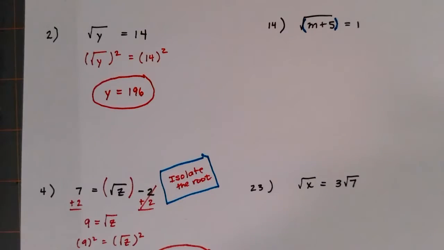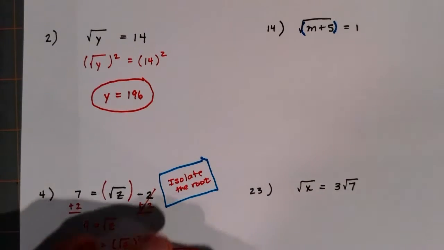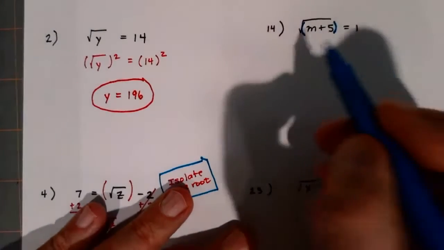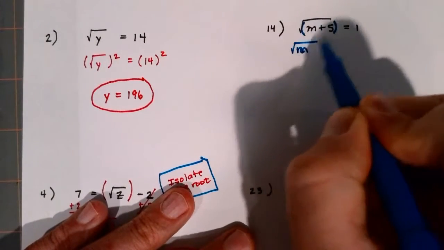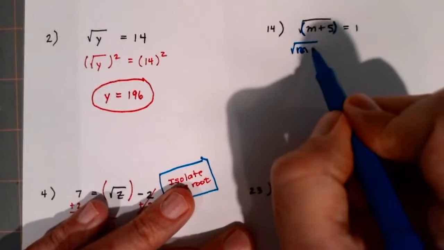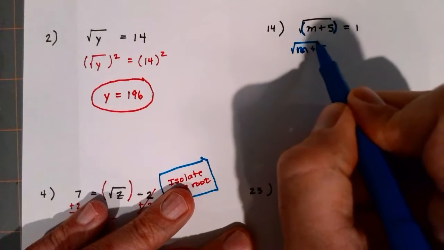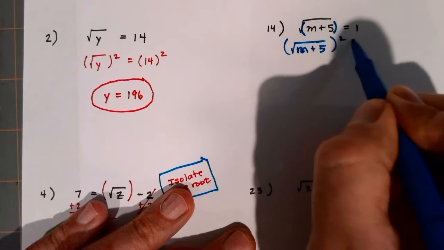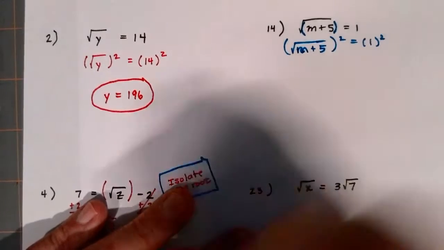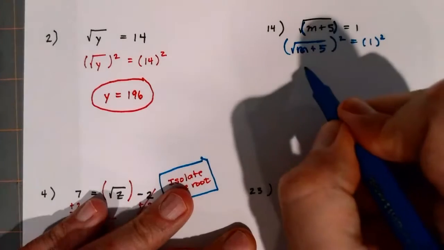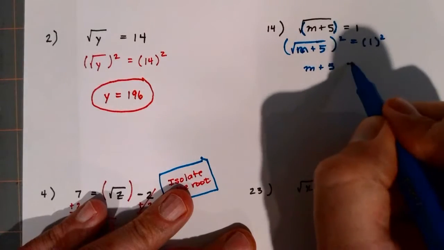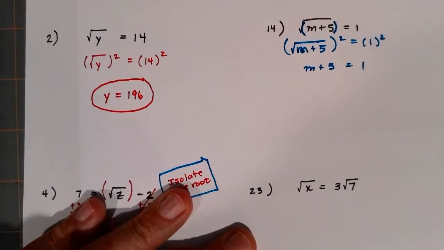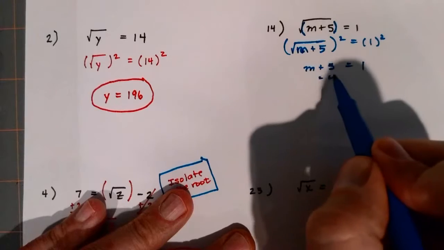So how am I going to do this? Well, again, I'm just going to square both sides. You're allowed to do that, right? If I were you guys, I would just square both sides, but I'm doing this just so you can see. So I have root m plus 5 squared equals 1 squared. So m plus 5 is equal to 1. Subtract 4 on both sides.